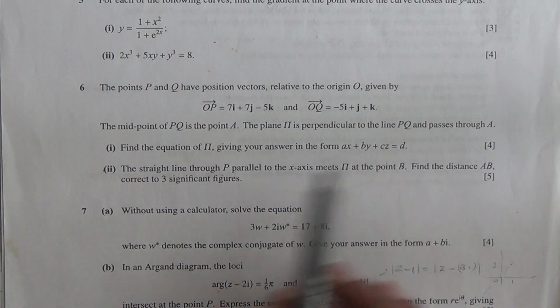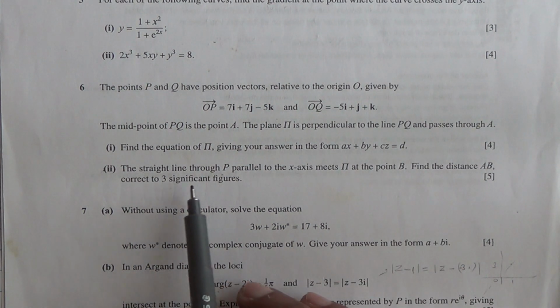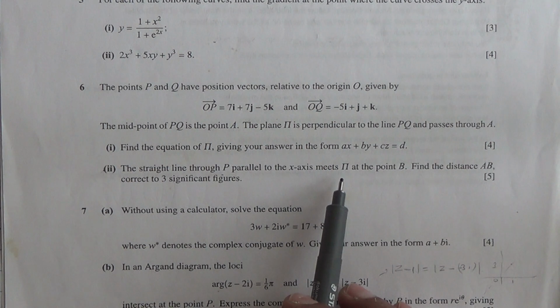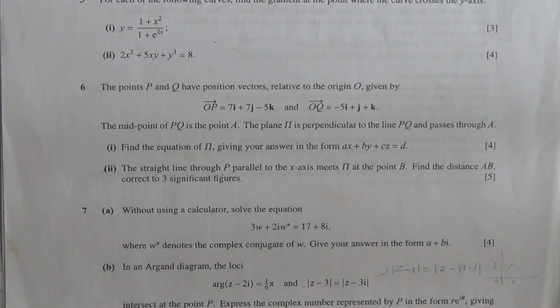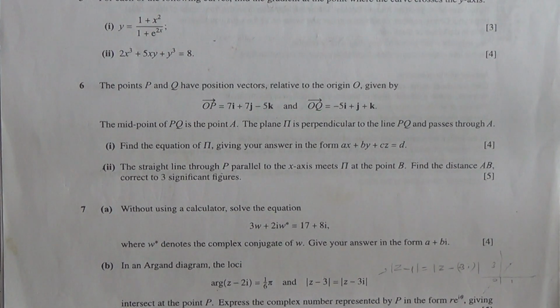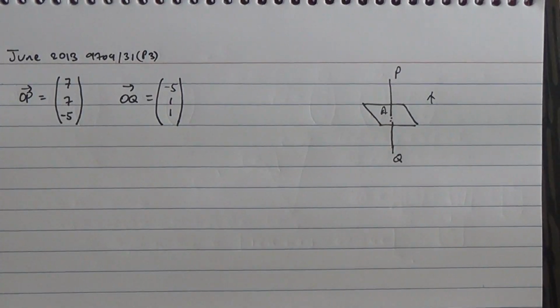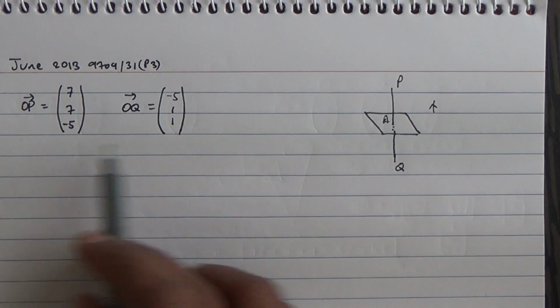4 marks. And for the second part, the straight line through P parallel to the x-axis meets pi at the point B. Find the distance AB correct to 3 significant figures. 5 marks for the second part. Okay, for the first part of the question, here is the information.